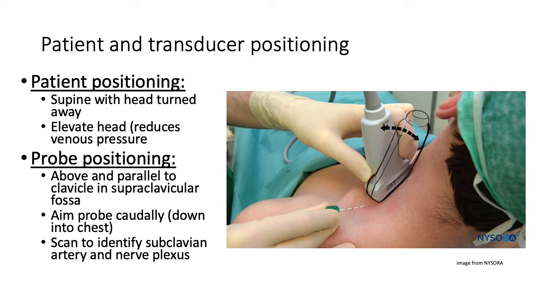For the probe, it should be positioned above and parallel to the clavicle in the supraclavicular fossa. To find the correct block window, you often have to aim the probe caudally down towards the feet. Take some time to scan to identify the subclavian artery and the nerve plexus. The ultrasound should be placed on the contralateral side that you are blocking, so on the opposite side of the bed, or in whichever position gives you the best patient positioning and ergonomics.